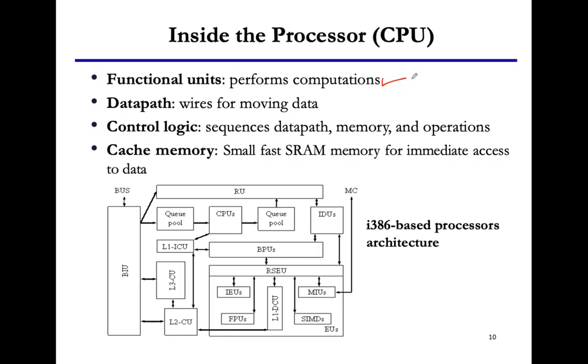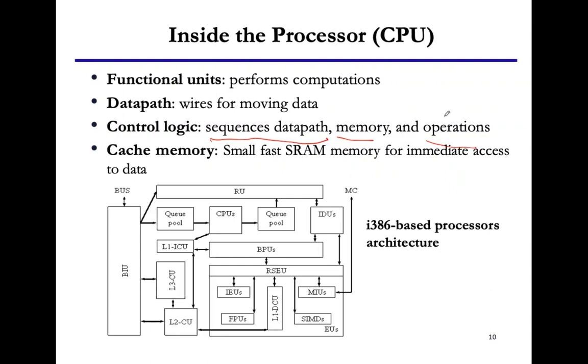To perform the operations, data should be supplied. To transfer the data from one unit to another unit, the data path is required, which is the wires for moving the data from one unit to another unit on the CPU. Then the control logic. These controls are used for sequencing the data paths, memory, and operations.